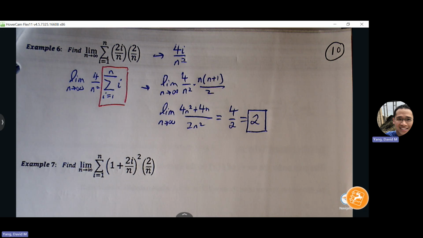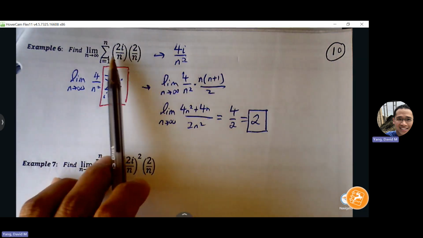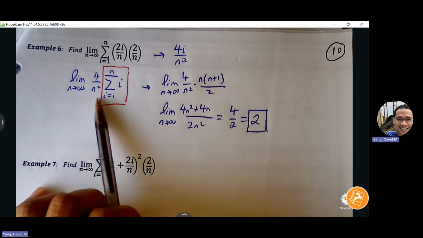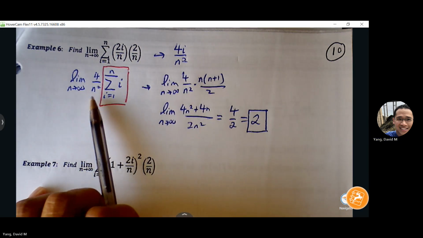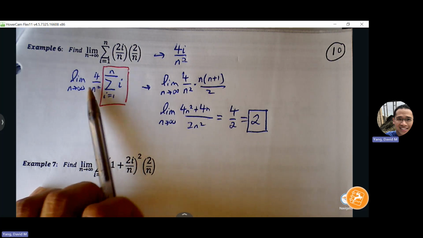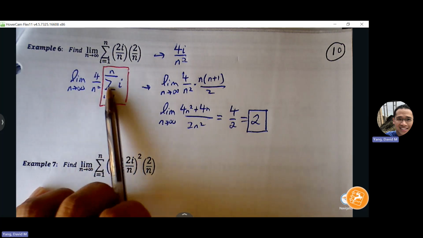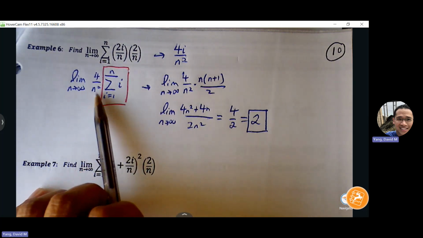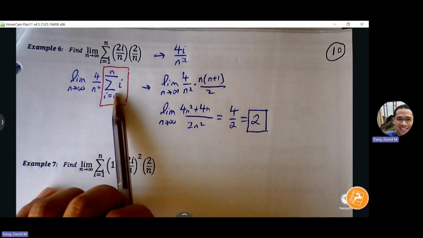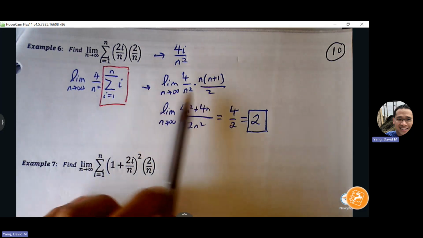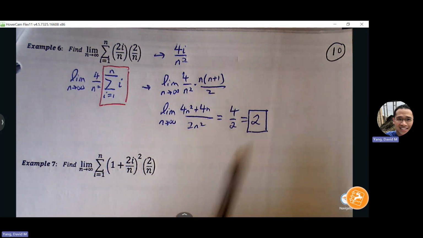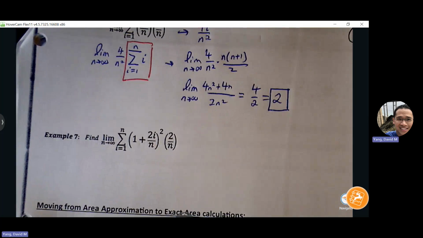So with number 6, we have 4i over n squared. I like to push the portion that is unchanging. Well, not unchanging, but we're trying to get everything in terms of n. So the 4 over n squared is ready to go. It's just the summation i that is not yet resolved. So we want to resolve that expression, get it down to the rule that is useful to us, and then we can find the limit.